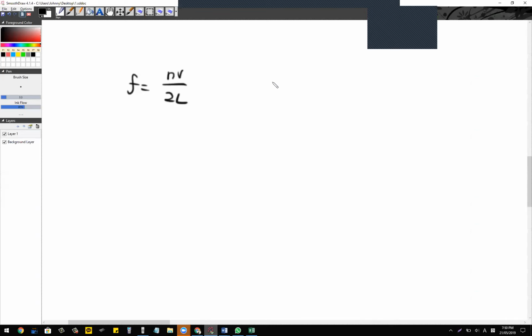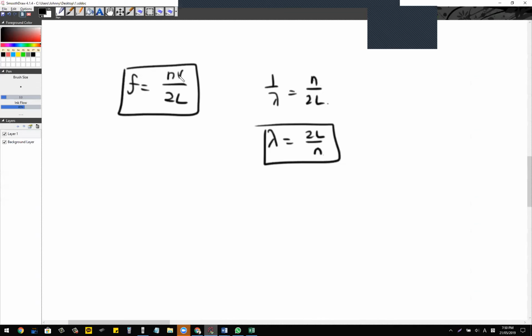Another one is 1 on lambda is equal to n over 2L. So lambda equals 2L over n. So we've got this equation and this equation. So you can figure out the lambda based on the L and n. Will L be the length of the straw? Yeah, that's right.